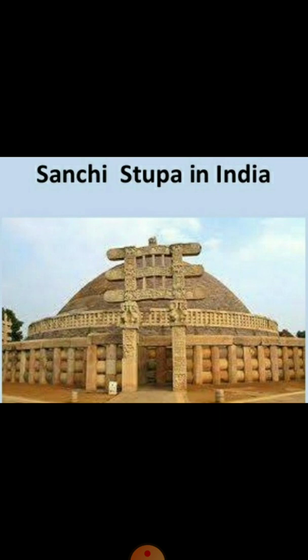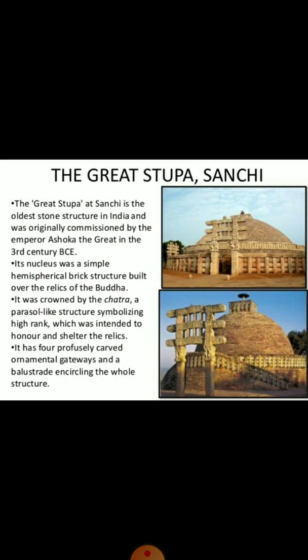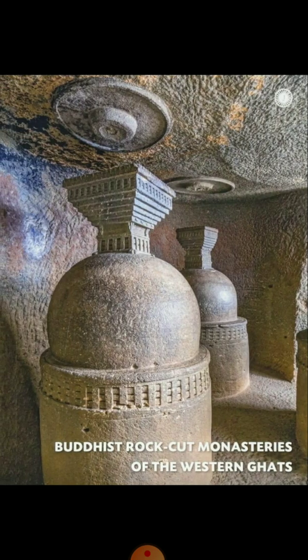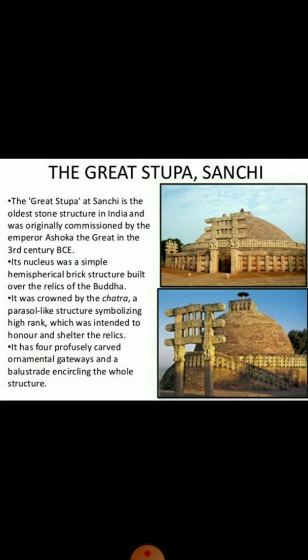Let me describe the key features of stupas and monasteries constructed in ancient India. These pictures are of a stupa and a rock cut monastery. A stupa looks like an inverted dome. The monastery looks like a pillared structure. Both of these structures are associated with Buddhism.